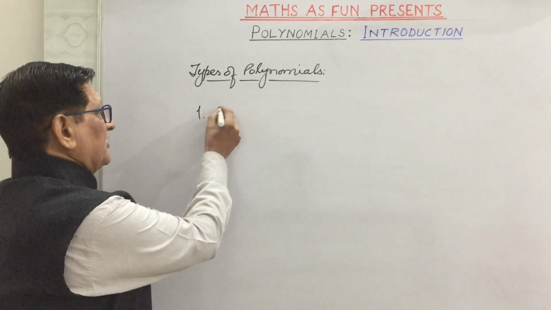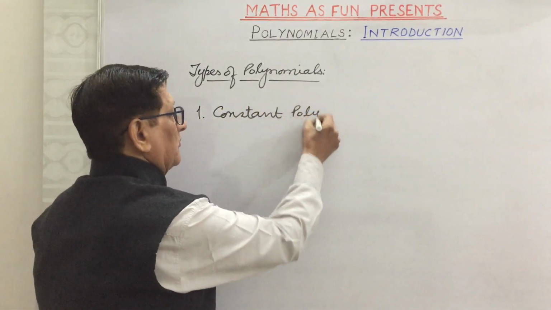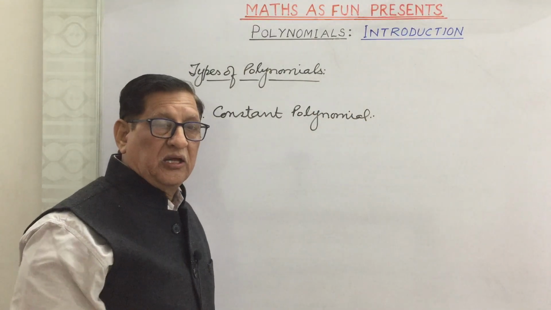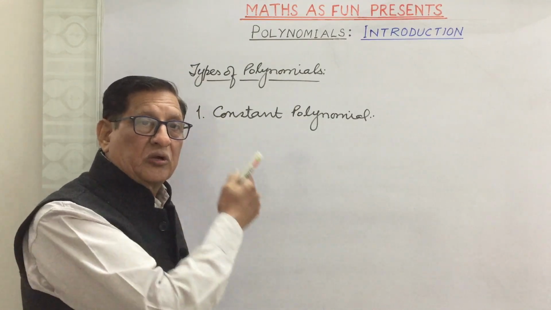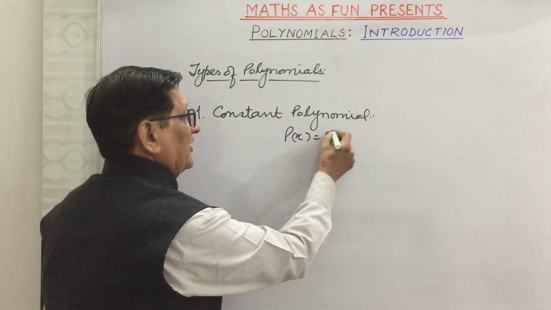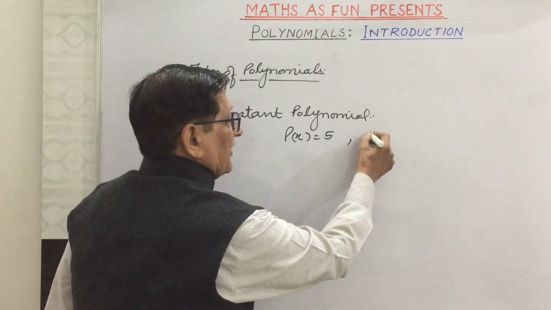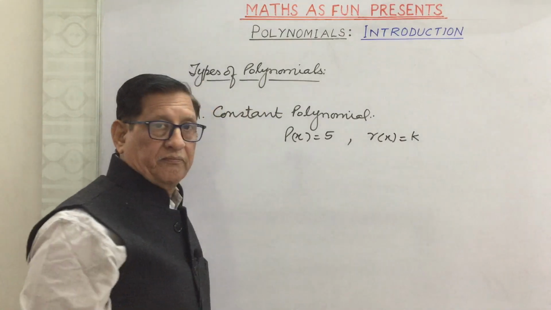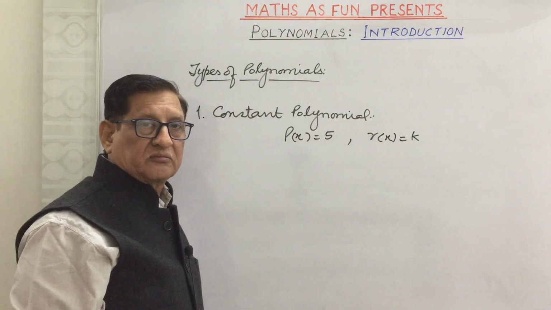The first one here we have is a constant polynomial. If a polynomial has only one term and that is a constant, then we call it a constant polynomial, like p(x) is equal to 5. This is a constant polynomial. We say r(x) is equal to k. This is a constant polynomial where k is a constant.